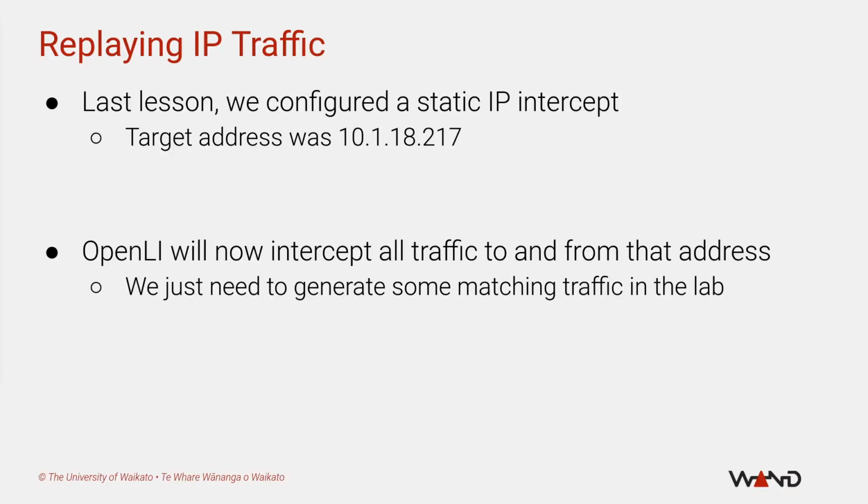Now that we've created a static IP intercept for the address 10.1.18.217, our OpenLI collector will now directly intercept all traffic that it sees to and from that IP address. So now all we need to do is actually make some traffic for that address appear on our collector's capture interface.